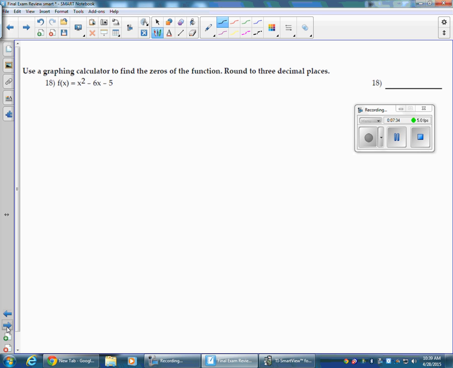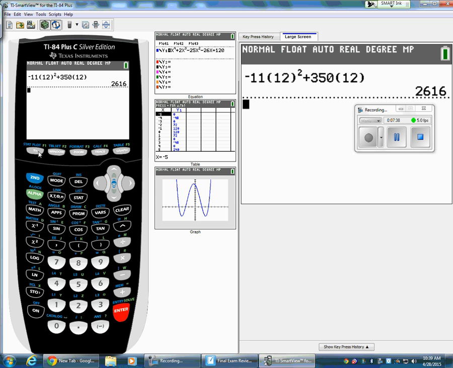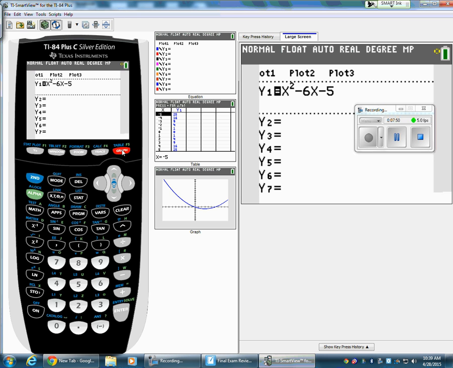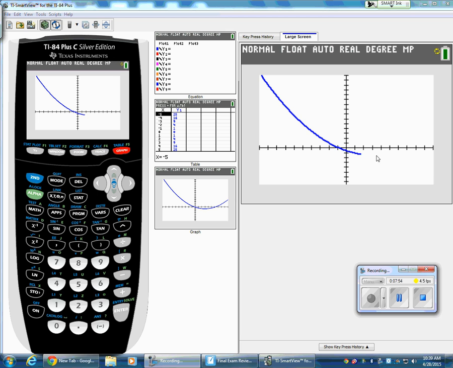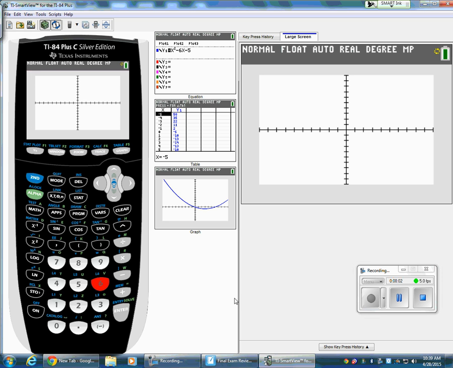Number 18, find the zeros using a graphing calculator. So y equals x squared minus 6x minus 5. If I graph it now, I have the window set up differently from an earlier problem, and it's fine, I can still see the zeros. If you want a standard window, that's zoom 6, you can do that as well.